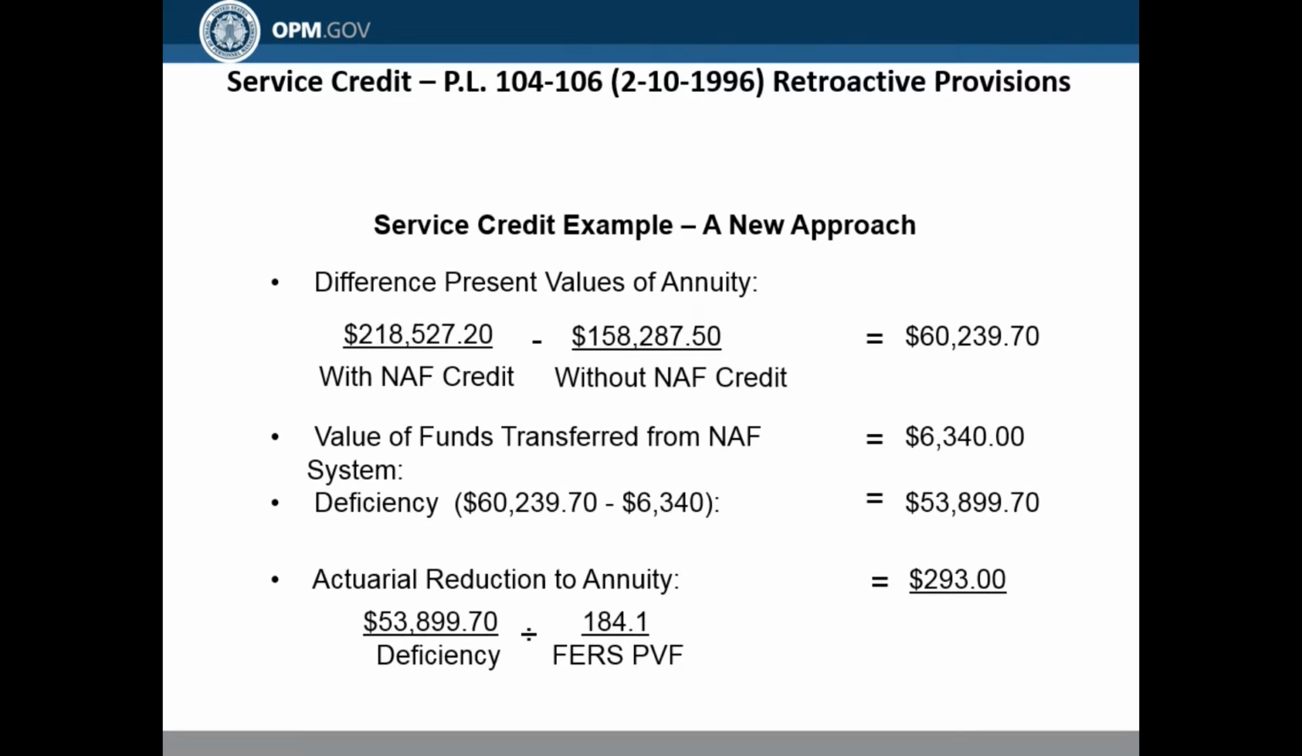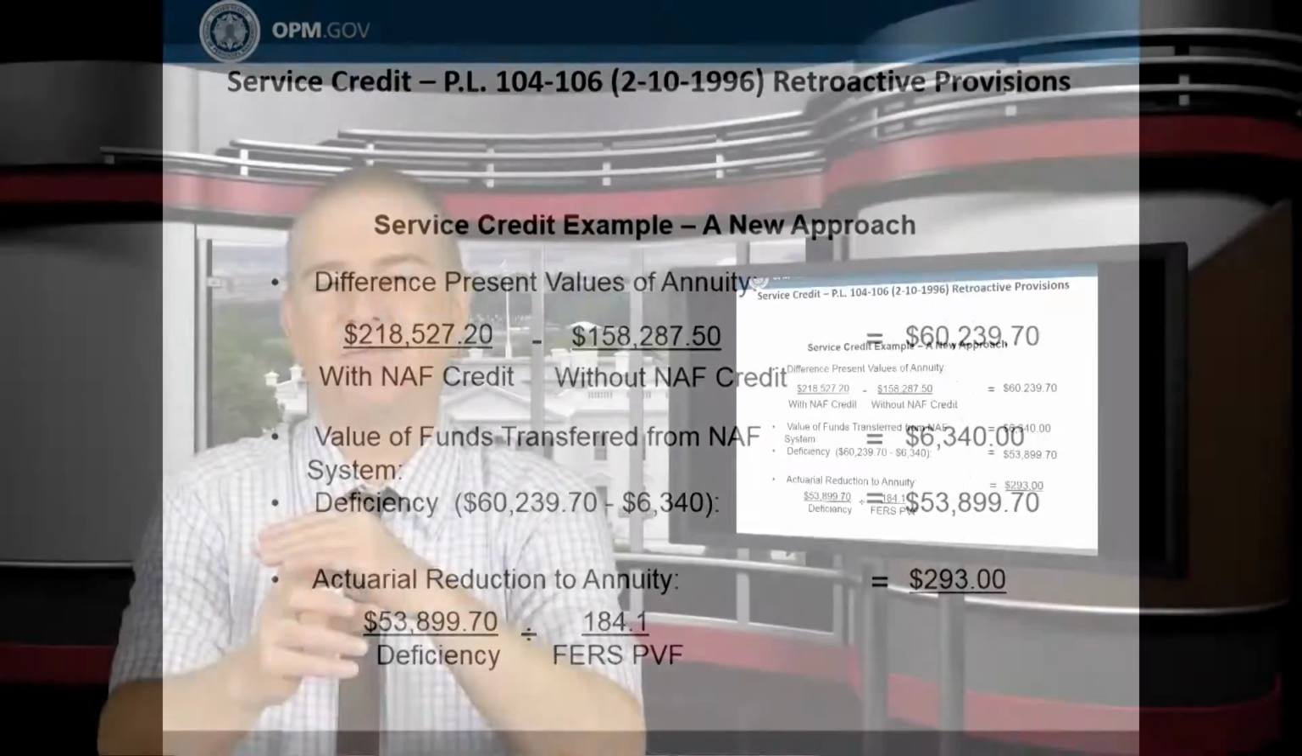So we actually take the amount that you owe, divide it by the number of months you are projected to live based on these actuarial tables, which is the present value factor, and we come up with a monthly reduction to your annuity.